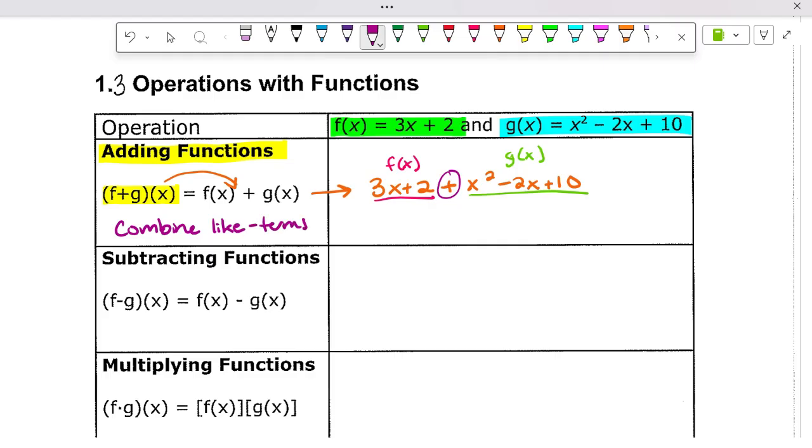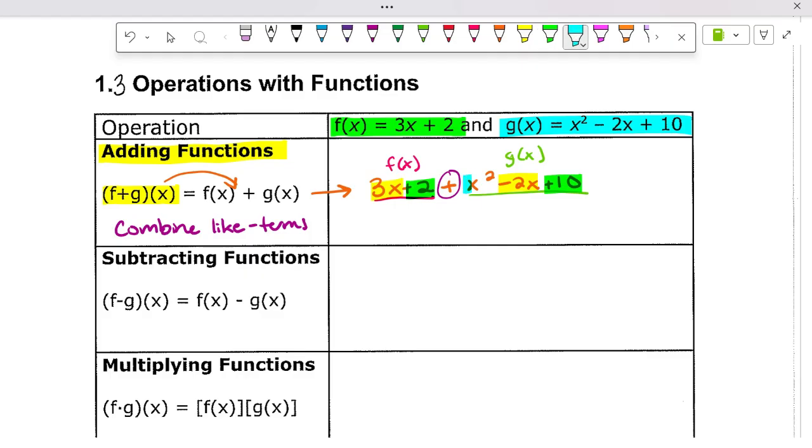Now, can anyone remind me, someone who has not spoken yet, what like terms are? What describes a like term, Jaden? Like 3x and 2x. Right, so in other words, same variable, same exponent, if there is one. So Jaden said that a like term is 3x and negative 2x. That's correct. What's another set of like terms? Anyone? The 2 and the 10. Good.